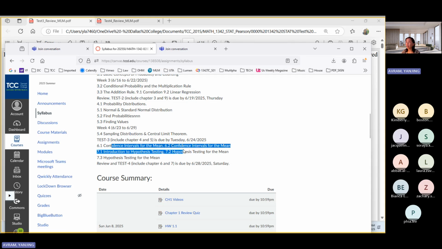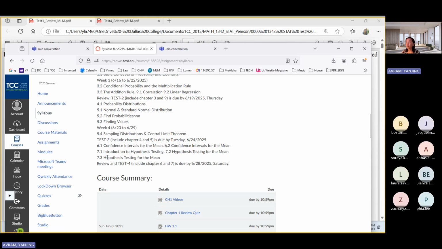Chapter 6 has 2 sections and chapter 7 has 3 sections, so again it's only 5 sections. Even though we cover 2 chapters, we don't cover the entire chapters. Chapter 6 is only 2 sections, and chapter 7 is only 3 sections. But I think the last unit is where you're going to use this especially for confidence intervals, right?